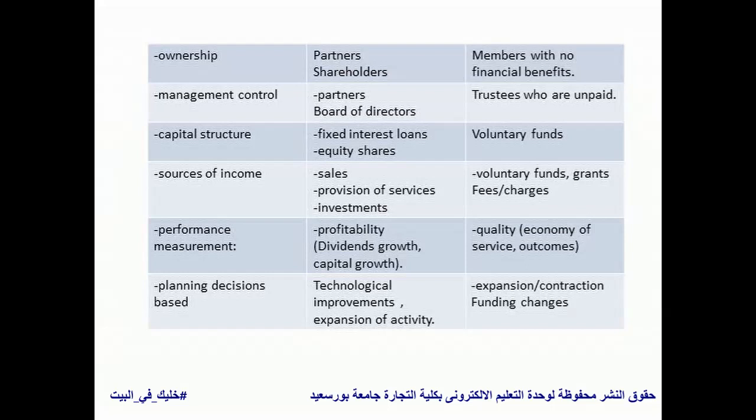The last one is planning decision space. The planning decision space in the case of commercial organizations is technological improvements and expansion of activity, while in the case of NPO, the planning decisions are based on expansion or contraction or funding changes.